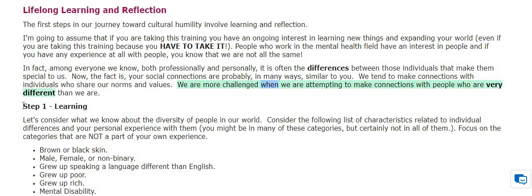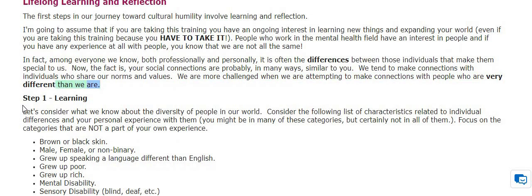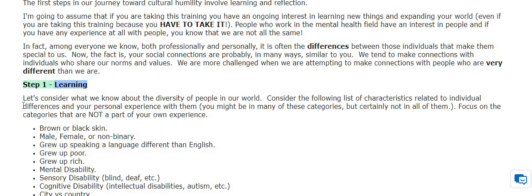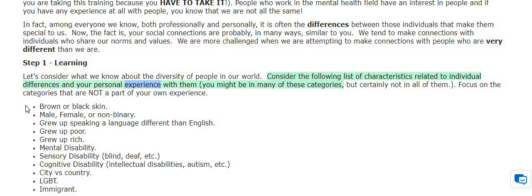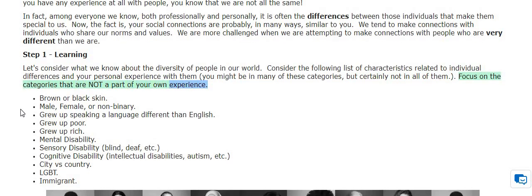We are more challenged when we are attempting to make connections with people who are very different than we are. Step 1: Learning. Let's consider what we know about the diversity of people in our world. Consider the following list of characteristics related to individual differences and your personal experience with them. You might be in many of these categories, but certainly not in all of them. Focus on the categories that are not a part of your own experience.